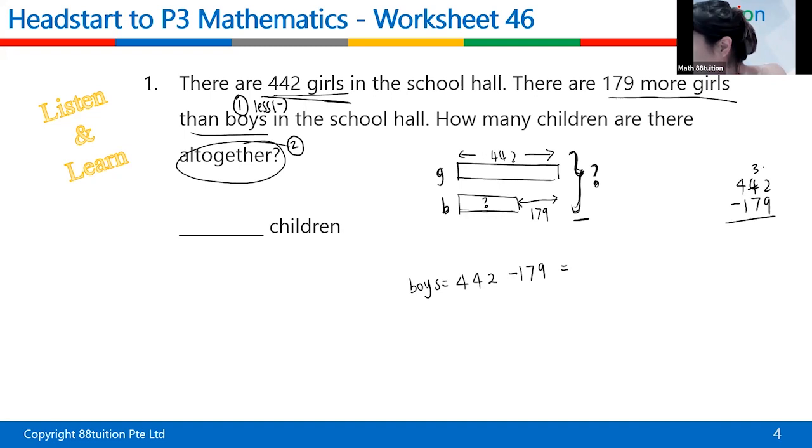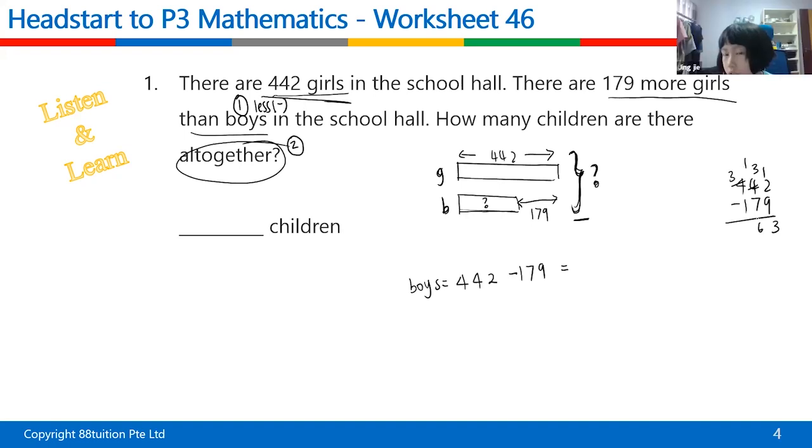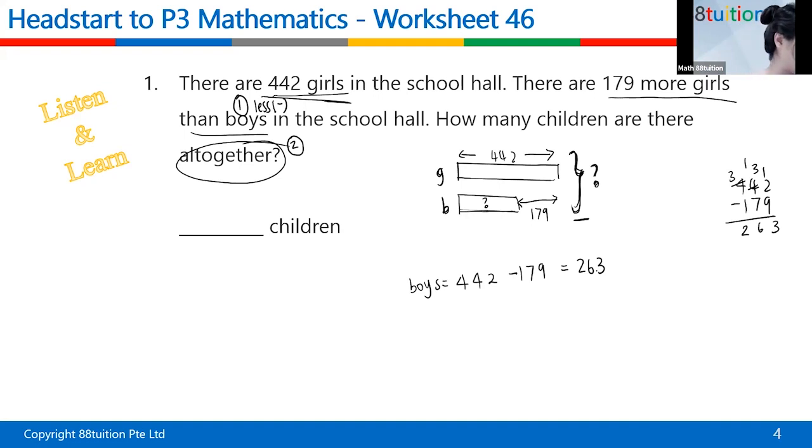I will do this very quickly. Okay. So I have 263 boys. So what is the next step after finding the number of boys? You have to plus how much girls are there and how much boys are there. Okay, I know the number of girls, I know the number of boys. So what's the next step?